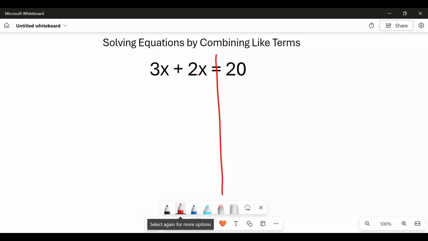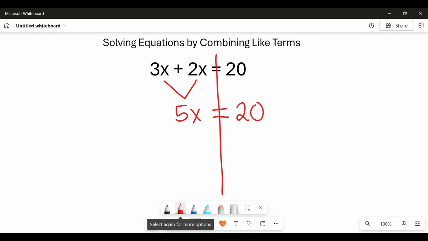What is a like term? A like term is, in this case, a term with the same variable on one side of the equation. So we can combine 3x plus 2x to be 5x equals 20.